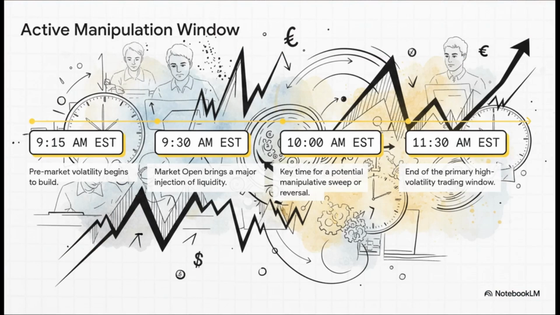Now, this is super important. This is not an all-day trading strategy. No way. You are focused on a very specific window of opportunity, basically from 9:15 to 11:30 a.m. Eastern. Why? Because that's when the market opens, liquidity floods in, and it creates the perfect storm for these kinds of manipulative moves to happen. And you'll want to pay extra close attention right around that 10 a.m. mark. It's a statistically significant time for a potential reversal.